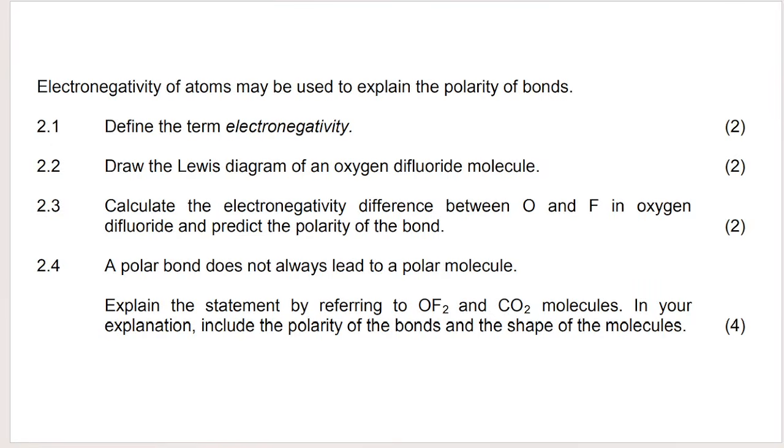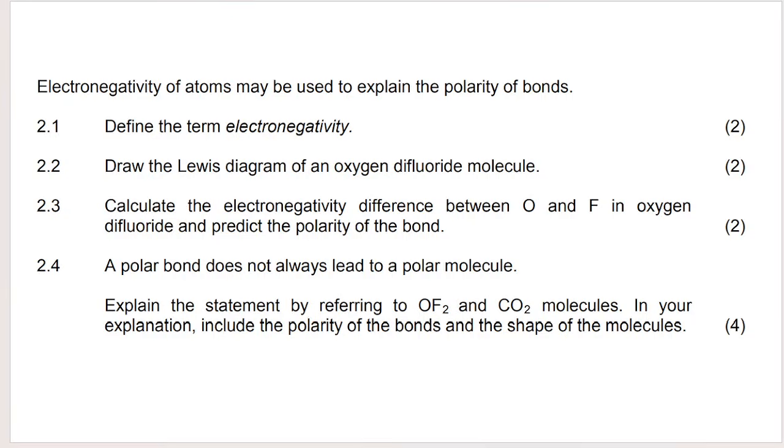It says electronegativity of atoms may be used to explain the polarity of bonds. So you should know that we have been doing that. If we calculate the difference in electronegativity between two atoms and the difference is 0, it means immediately that your bond is non-polar. If you don't get 0, however, if you get greater than 0, less than 2.1, you know that you're dealing with a covalent bond.